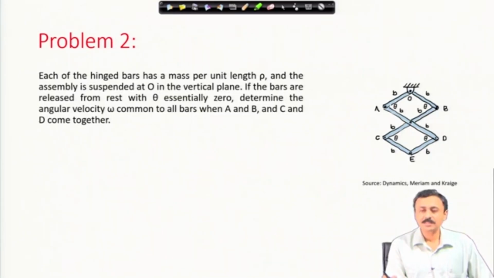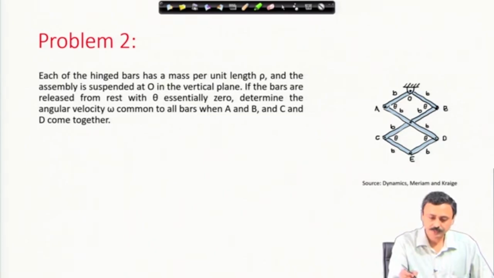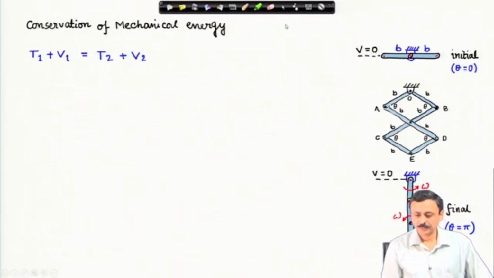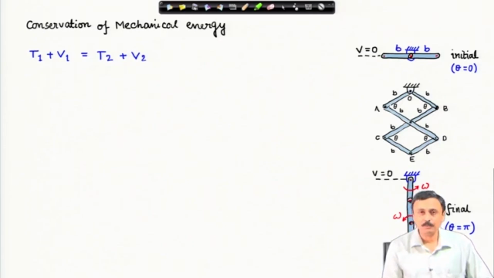When this mechanism is fully stretched, you will find that A and B will come together and similarly C and D will also come together, and that will happen when theta is equal to pi, and it starts from theta equal to 0. I have drawn the 3 states, the starting state, the intermediate state and the final state of the mechanism as it moves.